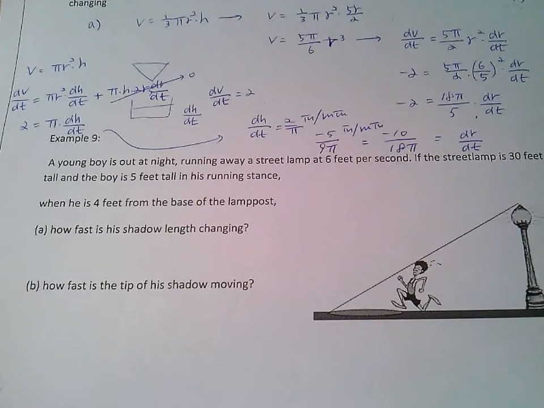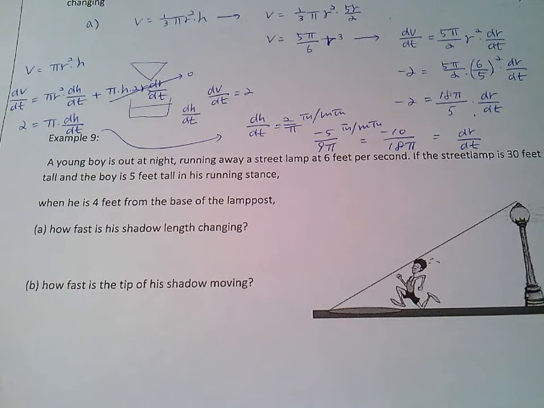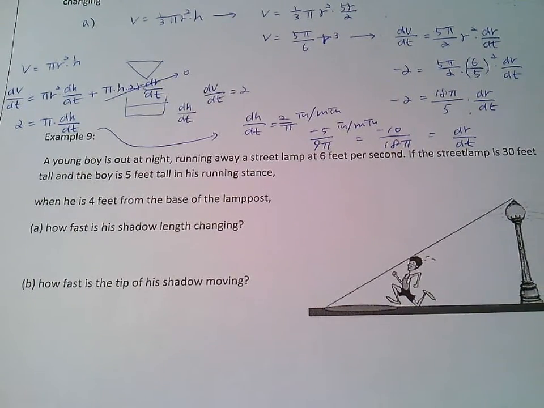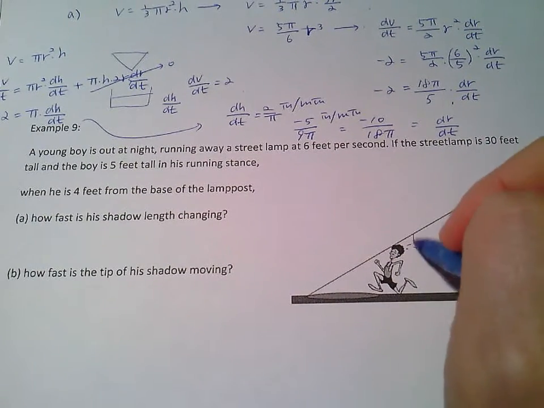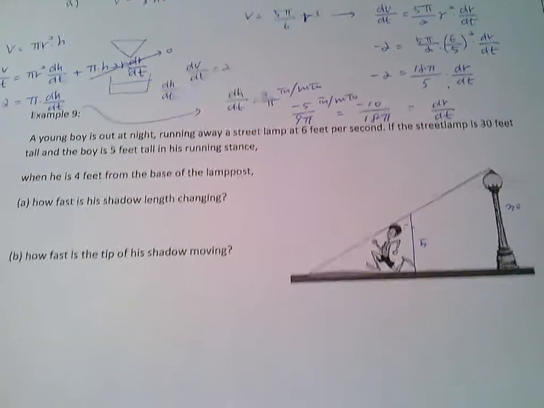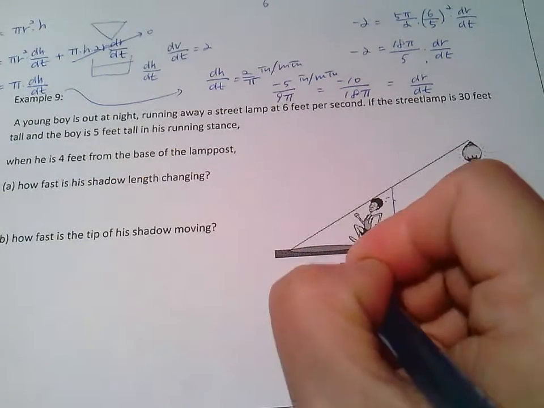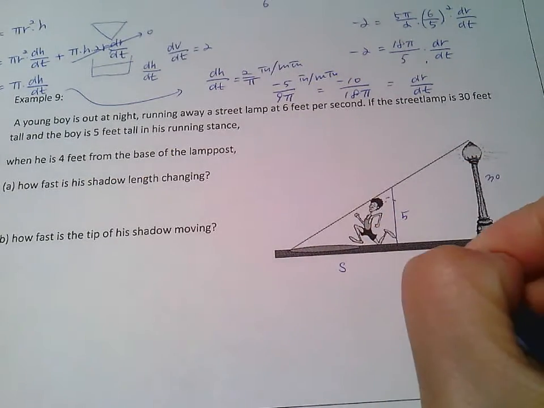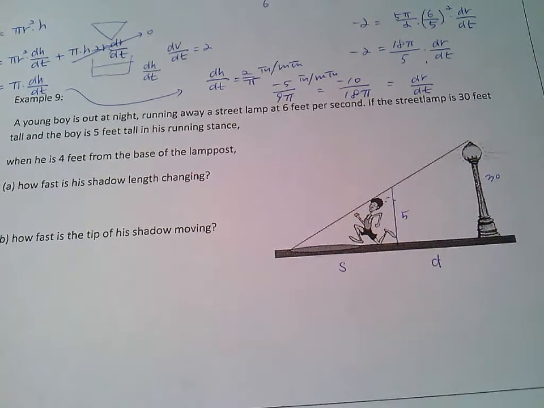All right, the next one. A young boy is out at night, running away from the street lamp at 6 feet per second. The street lamp is 30 feet tall and the boy is 5 feet tall. So this is 5, and we know this one is 30. He's running away, so we need several variables. First, this one is the length of the shadow, S. And I want to set the distance between the lamp and the boy equal to x.